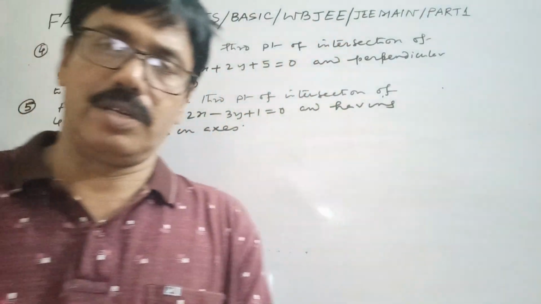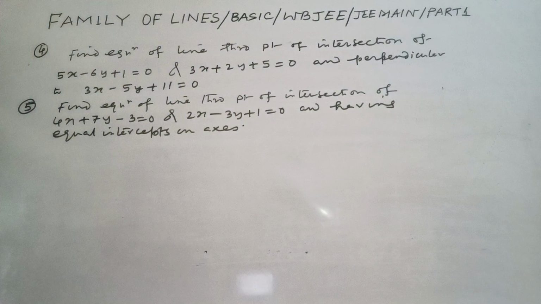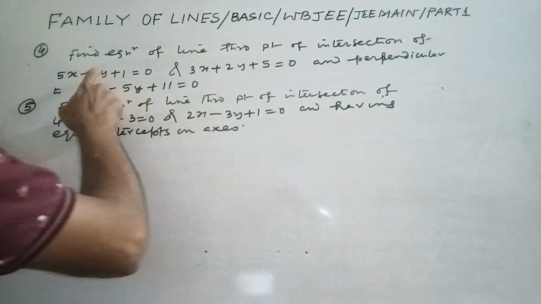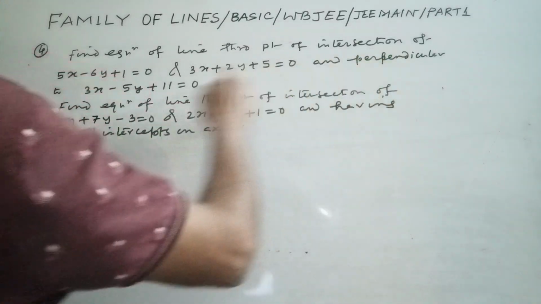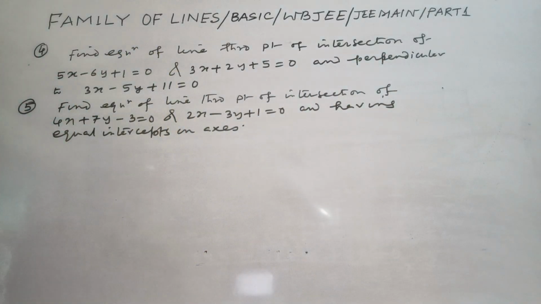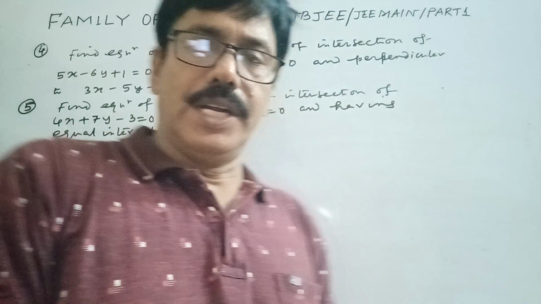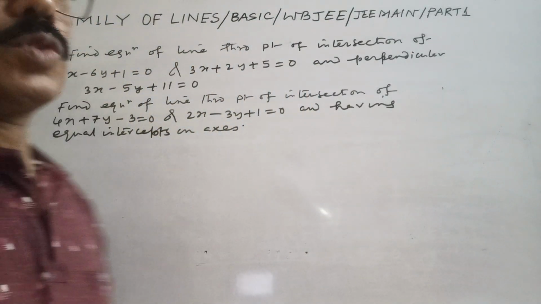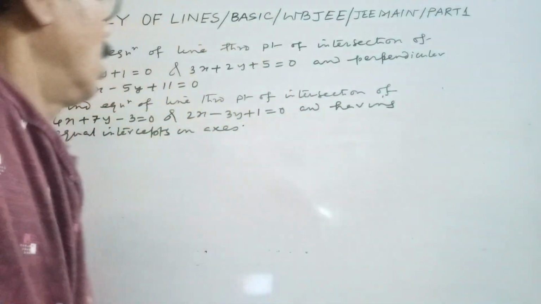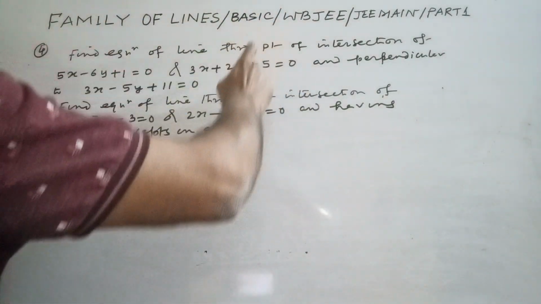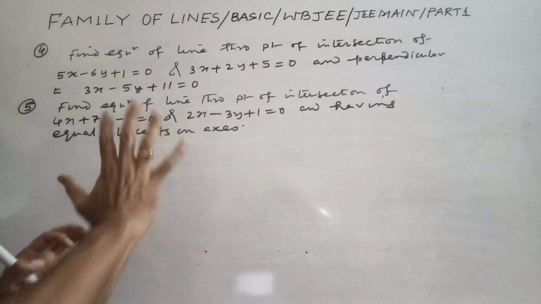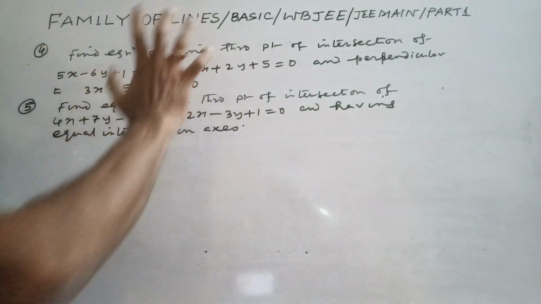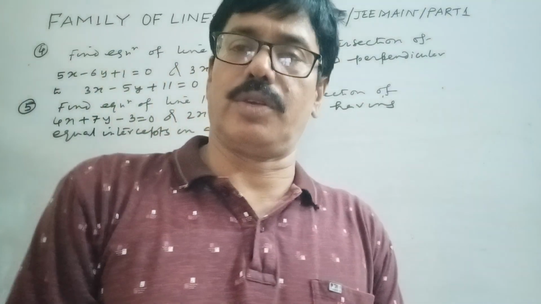Now you consider two more problems. Find the equation of the line through the point of intersection of this and this and perpendicular to this line. So we have already solved this problem. So look, without using the formula, we have already solved this one. Two equations are given. So solving two equations, you get the point of intersection.